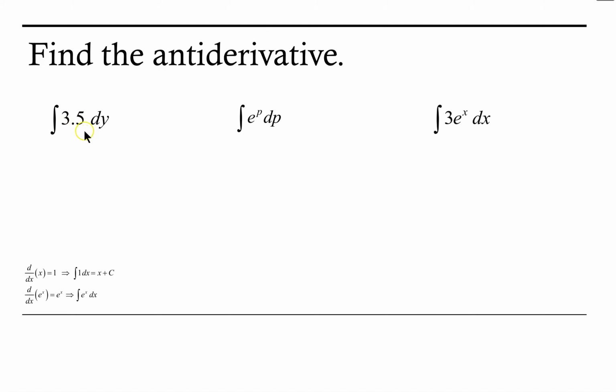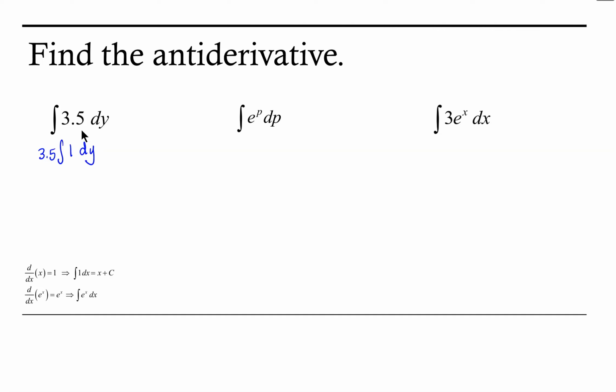We have the antiderivative of 3.5 dy. So in our definition, the function that we're antidifferentiating is a constant function, and we want to find that family of functions for which this is the derivative. Now, in finding the antiderivative, we rely heavily on our knowledge of the derivative. The antiderivative is linear, and what that means is that I can rewrite this antiderivative as 3.5 times the integral of 1 dy.